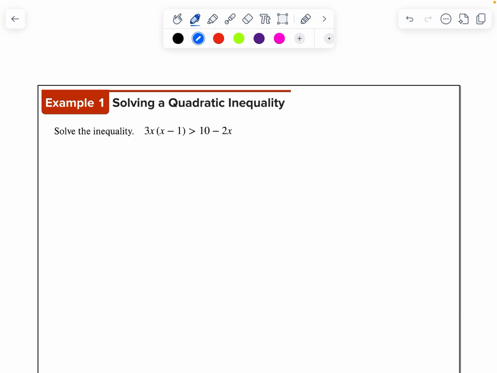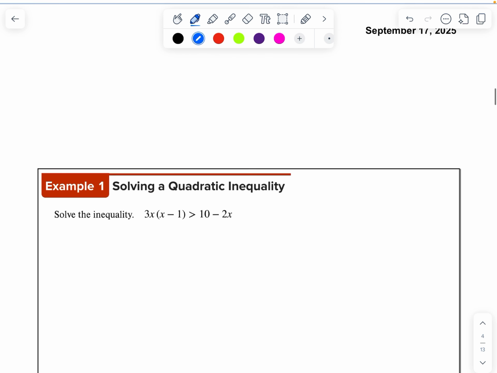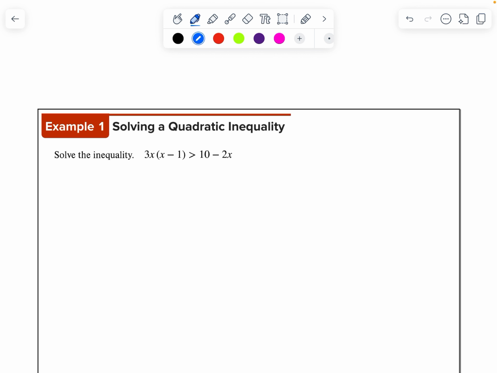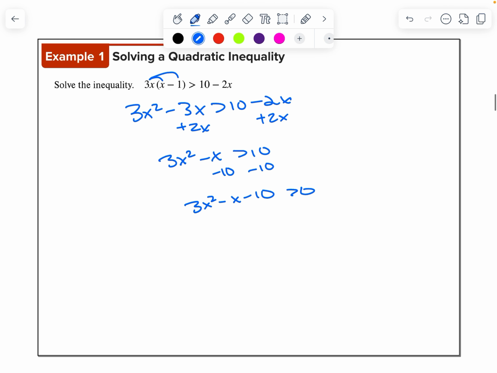Let's look at an example. In this inequality, 3x times x minus 1 greater than 10 minus 2x, step 1 is to set it equal to 0. We want it equal to 0. So if I distribute on this side, I'd have 3x squared minus 3x greater than 10 minus 2x. I need to get everything on one side and 0 on the other side. So what I can do is add 2x: 3x squared minus x greater than 10. I can subtract the 10: 3x squared minus x minus 10 greater than 0.